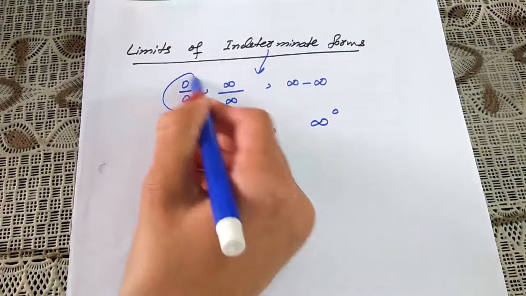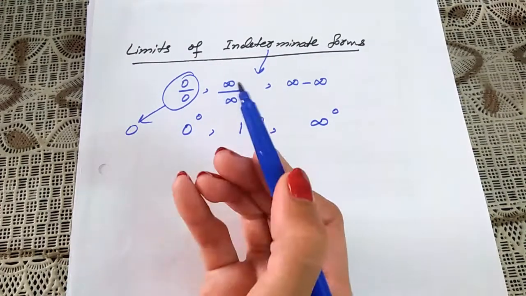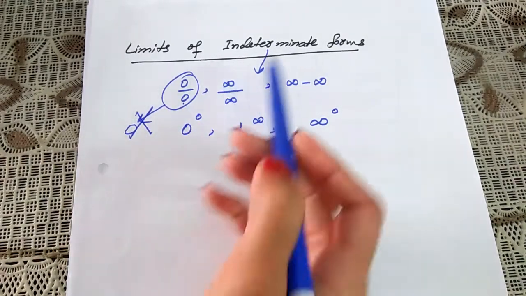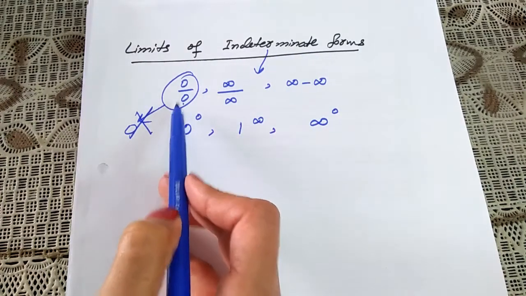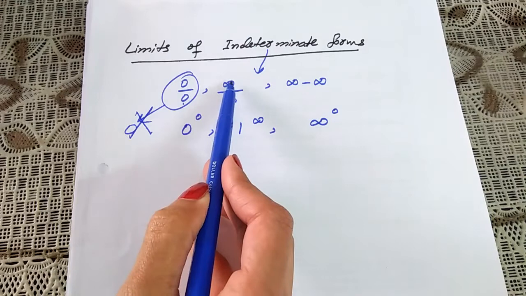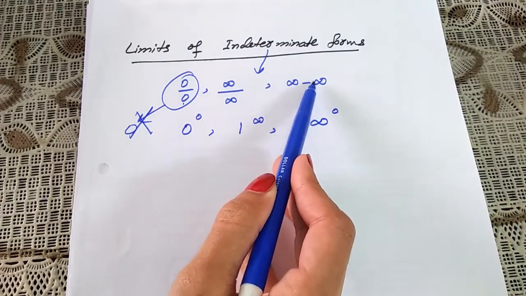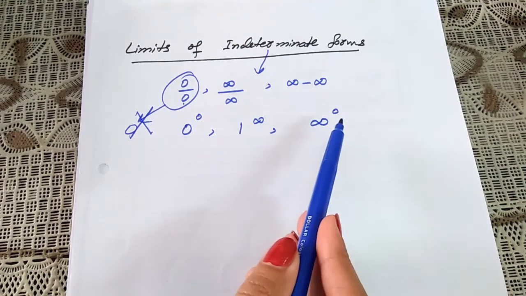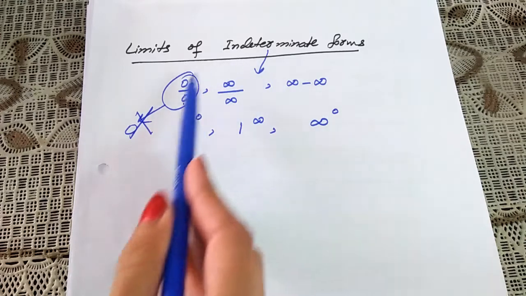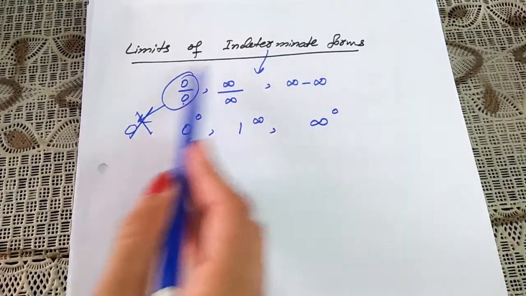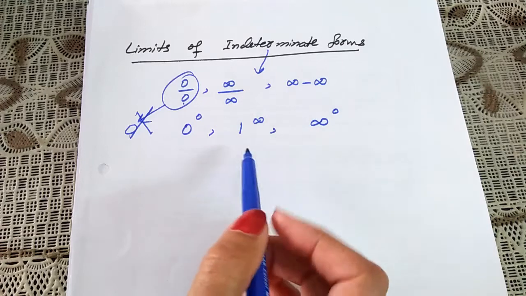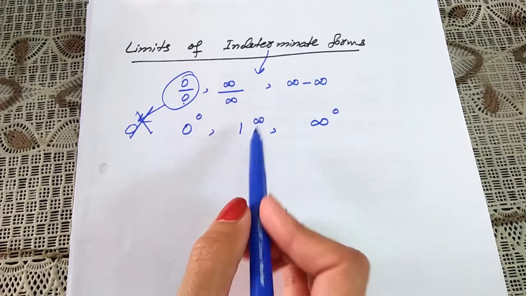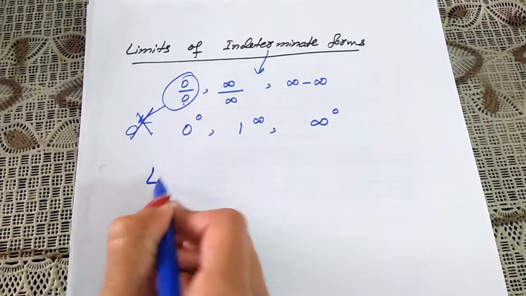It is a wrong conception that 0 divided by 0 is equal to 0. This is wrong. Basically, 0 divided by 0 is an undefined form. It is an indeterminate form. We cannot solve or evaluate them. Similarly, infinity over infinity, infinity minus infinity, 0 raised to power 0, 1 raised to power infinity, and infinity raised to power 0 cannot be evaluated directly. So for applying limits on these indeterminate forms, we must know the L'Hopital rule.